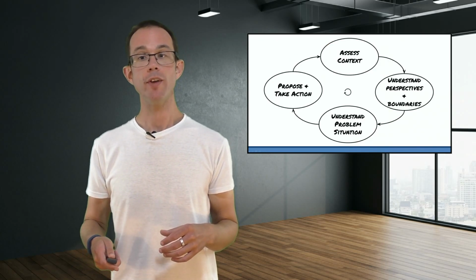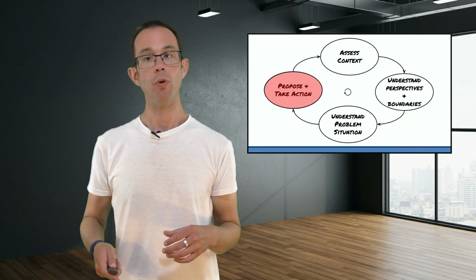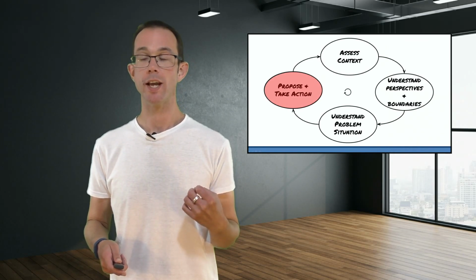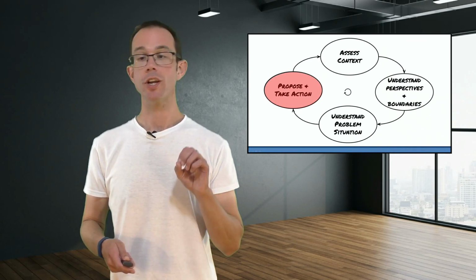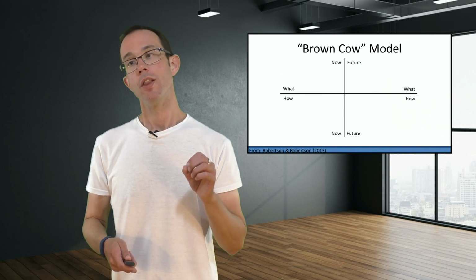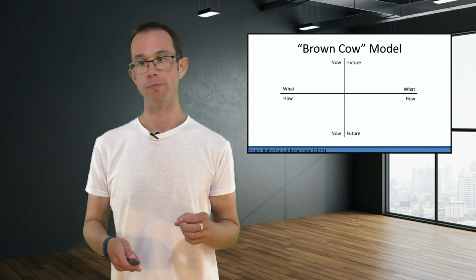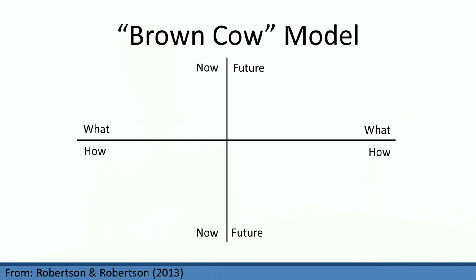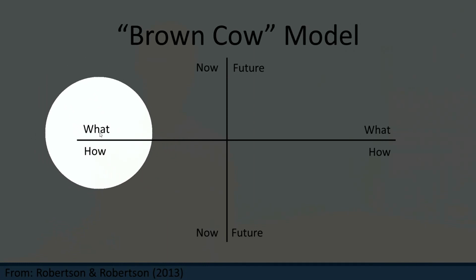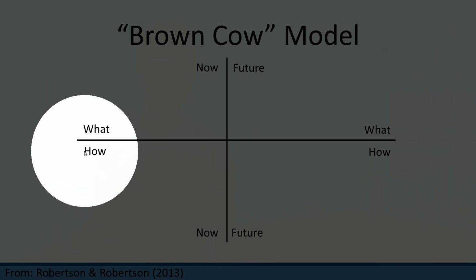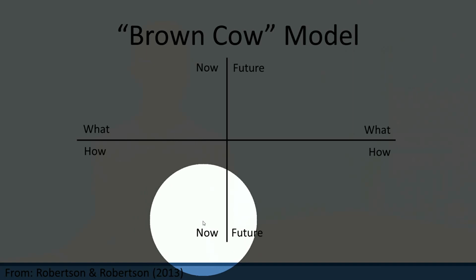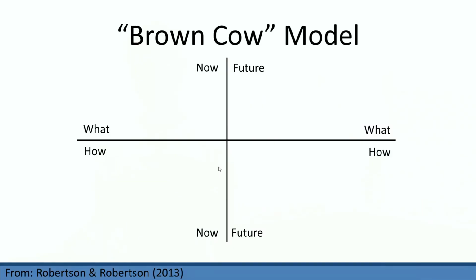So finally, and very, very briefly, I want to talk about proposing and taking action. There's just a couple of things I want to talk about here. The first is the brown cow model. Now this comes from James and Suzanne Robertson's fantastic book, Managing the Requirements Process. And the idea here is that we can separate conceptually what we do from how we do it, and we can separate now from the future.